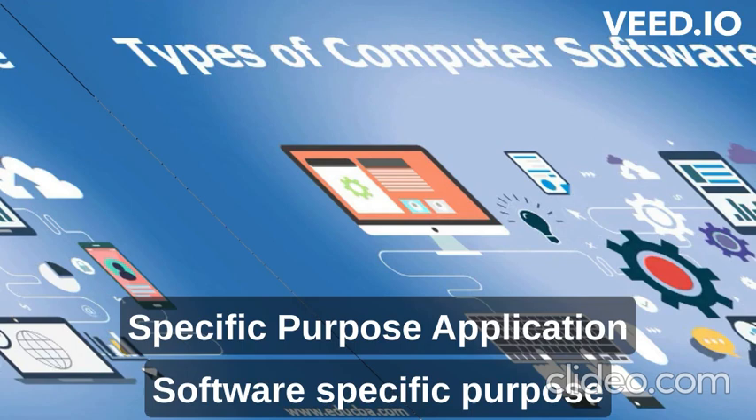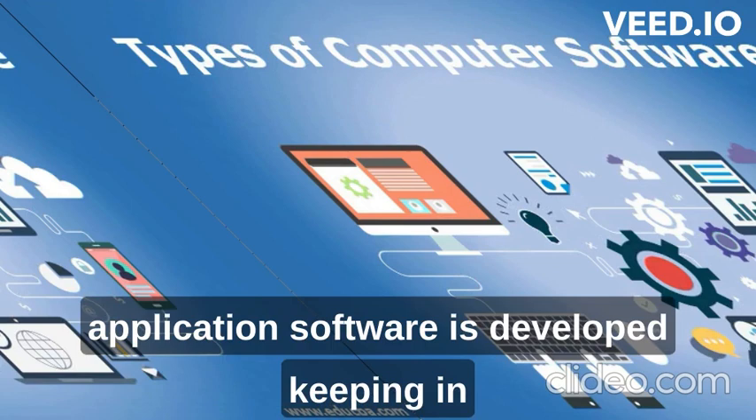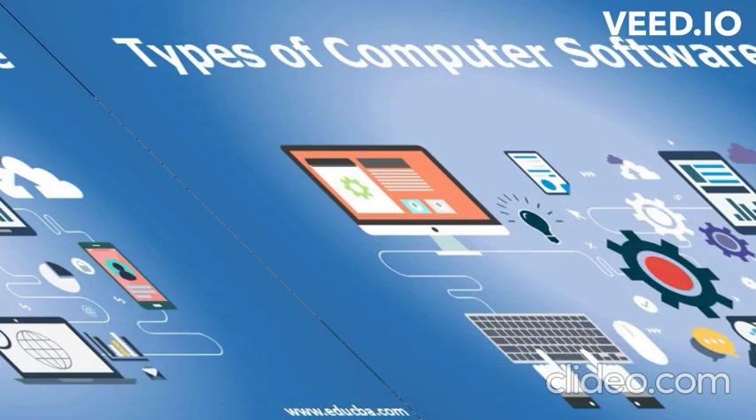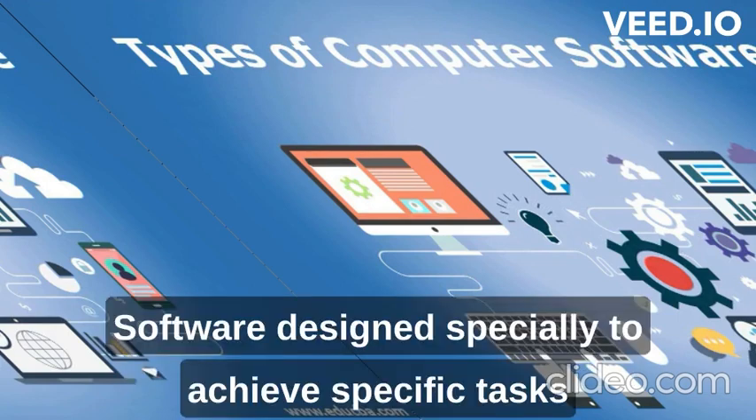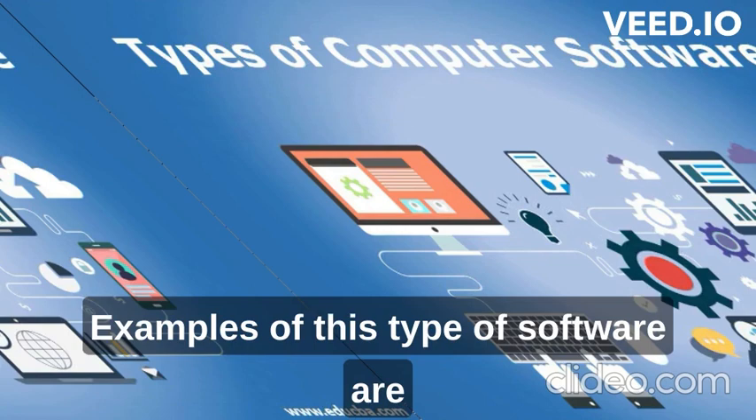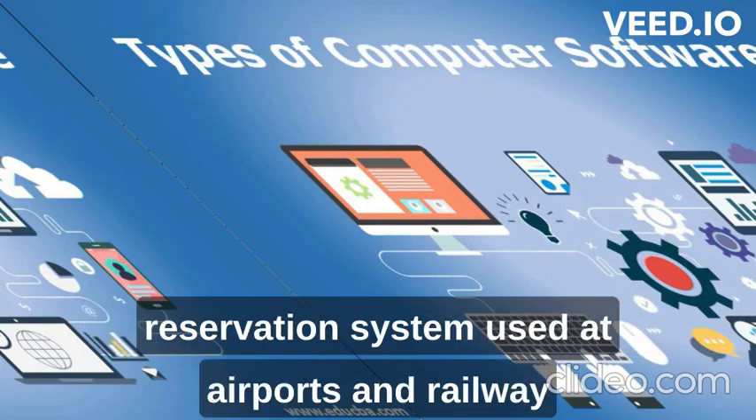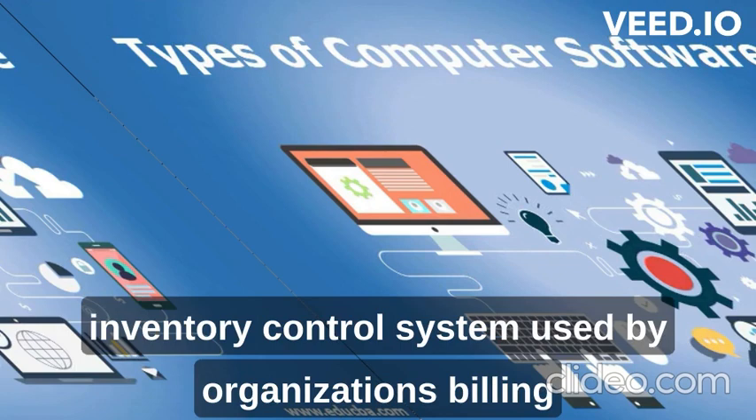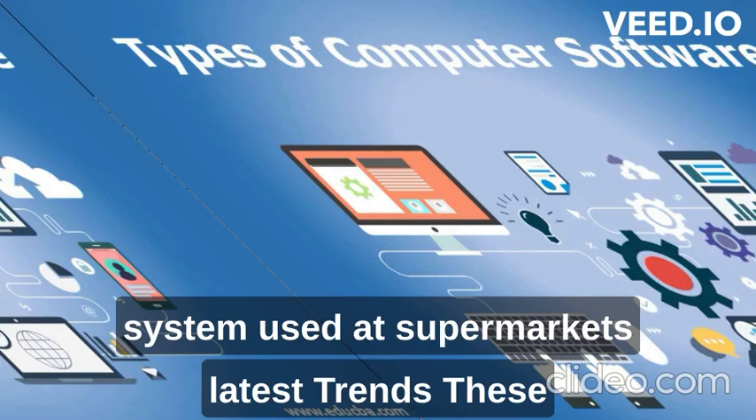Specific Purpose Application Software. Specific Purpose Application Software is developed keeping in mind the specific requirements of an organization or an individual. Software designed specially to achieve specific tasks is also known as customized software. Examples of this type of software are the reservation system used at airports and railway stations, the payroll system used by organizations, the stock inventory control system used by organizations, and the billing system used at supermarkets.